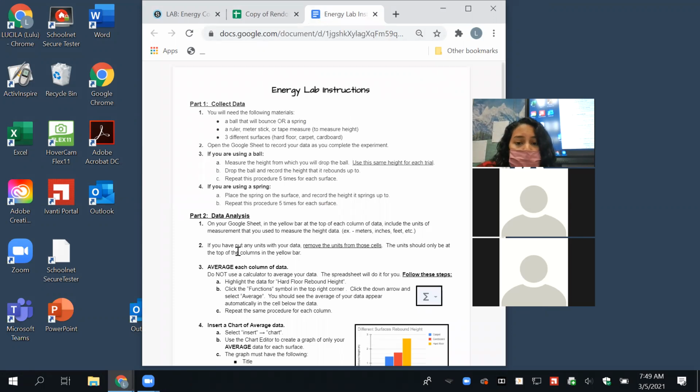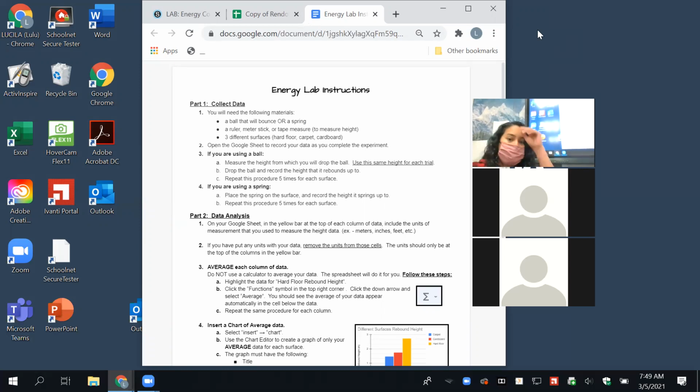And then you take an average. Do not use a calculator to average your data. The spreadsheet will do it for you. Part of the points on this is using the function. And it gives you the instructions here. Highlight the data, click functions, and then select average, and your average will appear. Okay? All right.